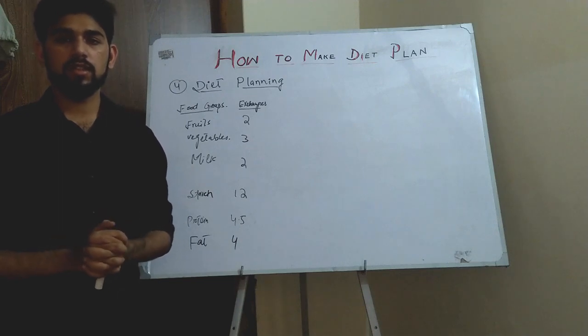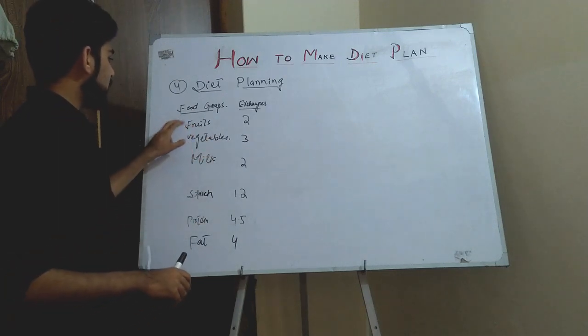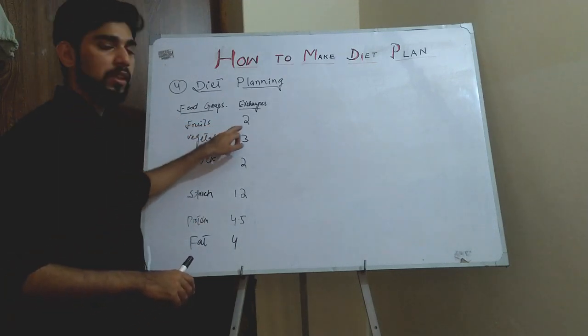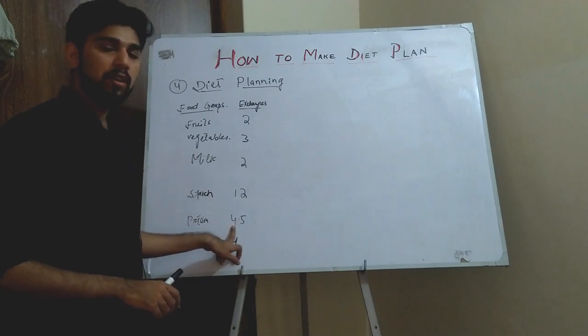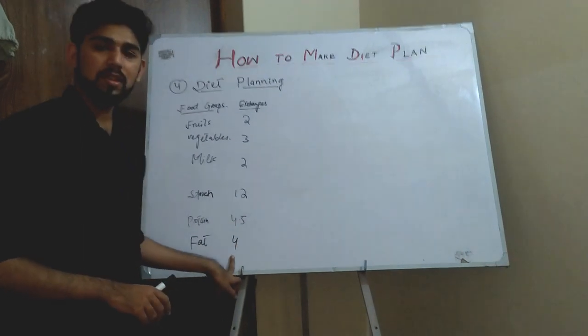We calculated exchanges for fruits. We calculated 2 exchanges for vegetables 3, milk 2, for starch it comes to 12, protein 4.5, and fat 4.